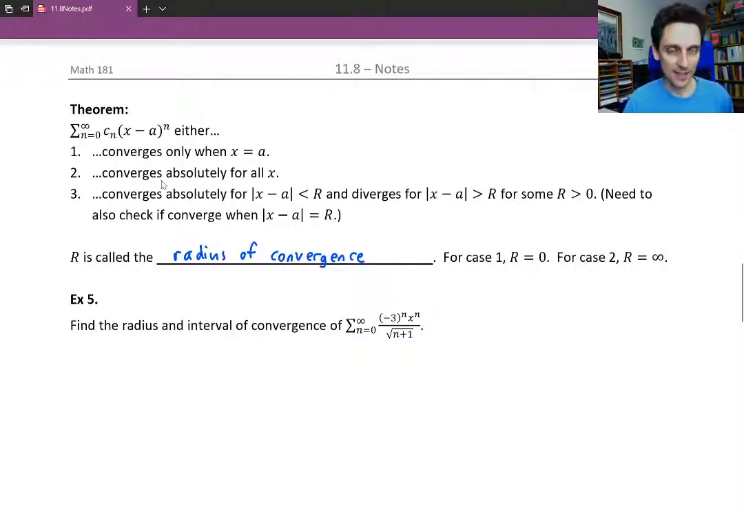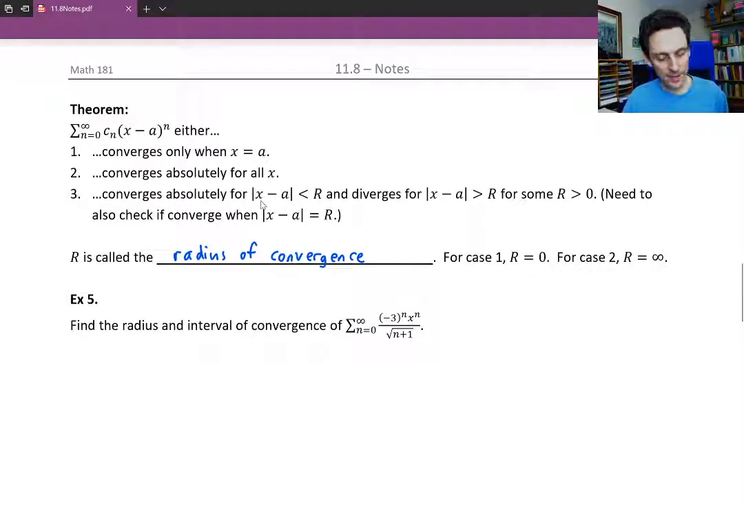And we had just said in example 4 that it converged for all values of x, but because we used the ratio test with the absolute value bars, it's converging absolutely in those cases as well. Or the third possibility would be that the power series converges absolutely on an interval, some interval of convergence.